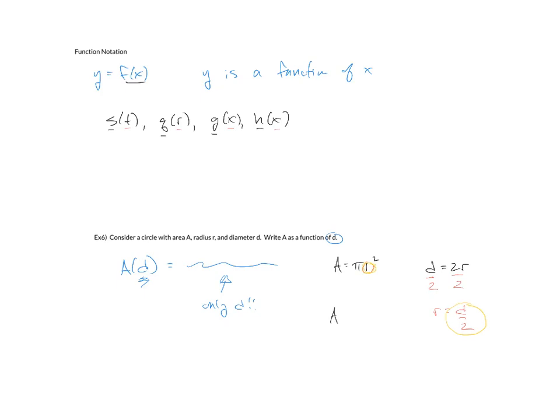That gives us A equals pi times d over 2 squared. And when we simplify this, notice your pi d squared over 4 is now your area function with regards to d, the diameter.